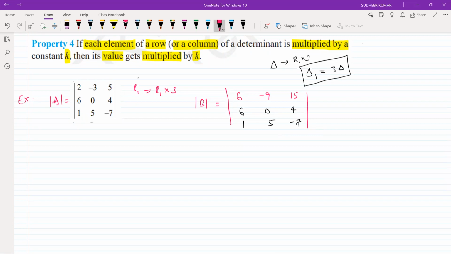As we already know this result, what did we get? Minus 28. The first property we have verified. Now let us go to the next one. So find det B.